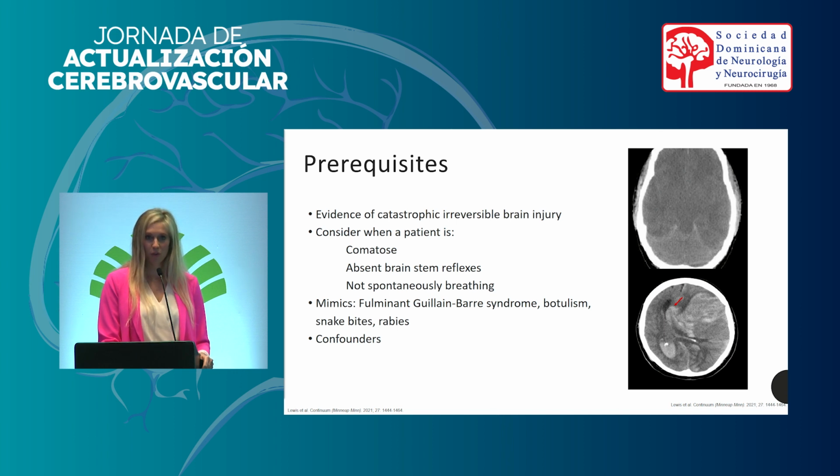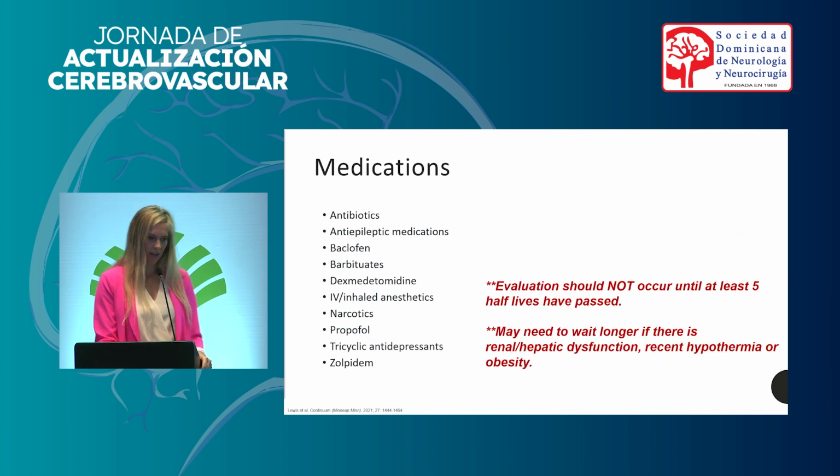Step two is then thinking about their exam. And again, this is when you've removed confounders such as sedation, and I have an extensive list I'll show on another slide. So they have to be comatose, with no purposeful reaction to central or peripheral noxious stimulation. They have to have a total lack of brainstem reflexes and no spontaneous breathing. You also want to think about, could this be a mimic? There are severe cases of Guillain-Barré or AIDP, botulism, snake bites, and rabies that can mimic this. But if you go back to making sure you have your evidence of a brain injury, you shouldn't get fooled by one of these mimics. And then you're going to think about your confounders.